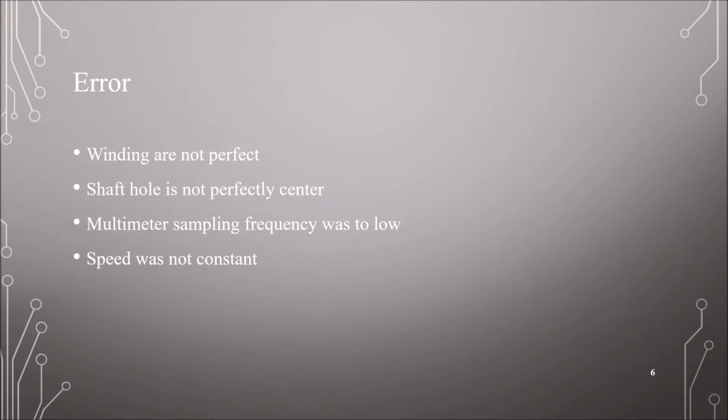There are many reasons for the error. First off, the windings were not perfectly done because I wound them by hand. Second, the hole that the shaft was going through was not perfectly in the center of the PVC pipe. This caused one side of the magnets to be closer to the wall than the other side. Also, the multimeter sampling rate was too low to run the drill at full speed. For this reason, the speed had to be manually controlled, and it was not easy to keep it constant.